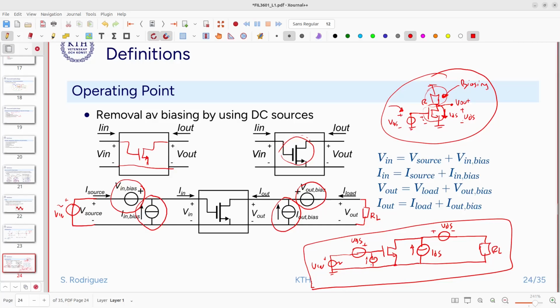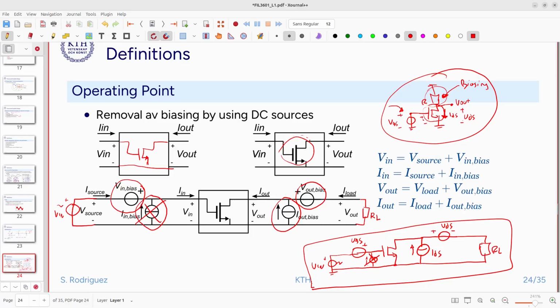Now, what happened with this current source here? In the particular case of a MOS transistor, we don't have any DC current that enters other than the leakage currents that might exist, but they are very, very small. So leakage currents are very small, so we delete this one. We really don't need it, so this disappears. So we need only 3 sources to put biasing in our MOS transistor. We need VGS, VDS, and IDS.